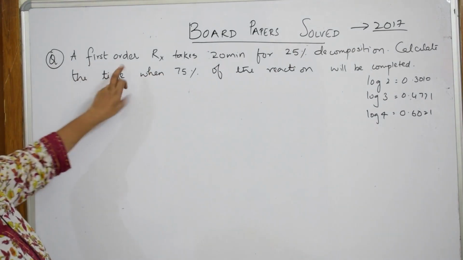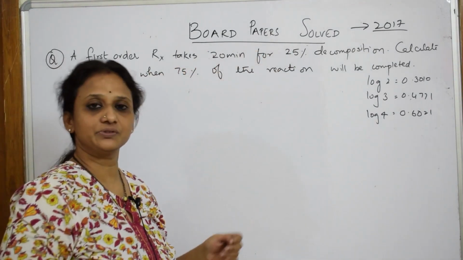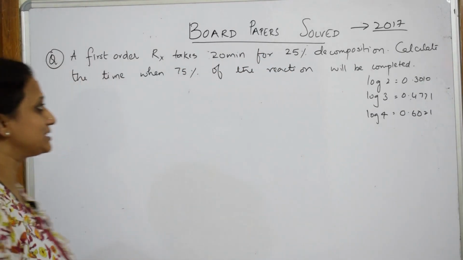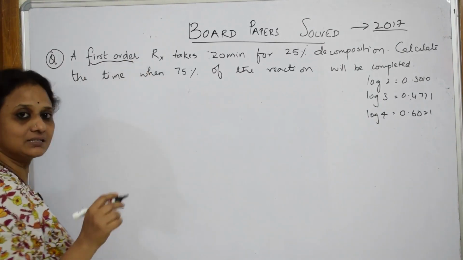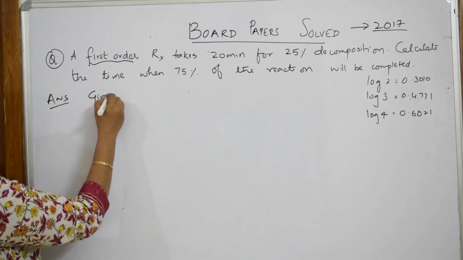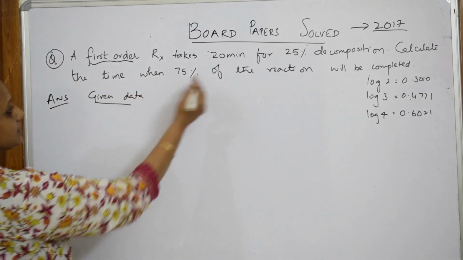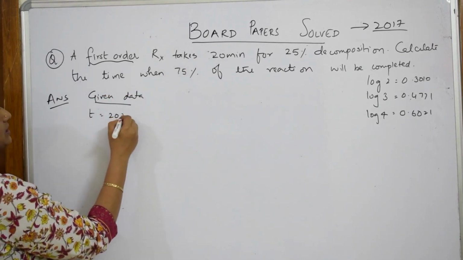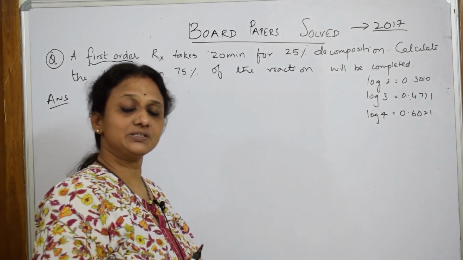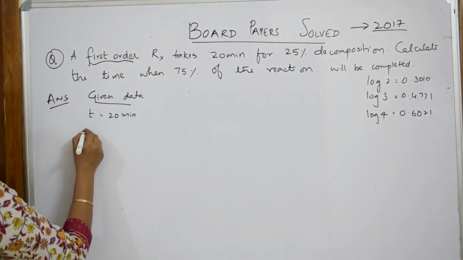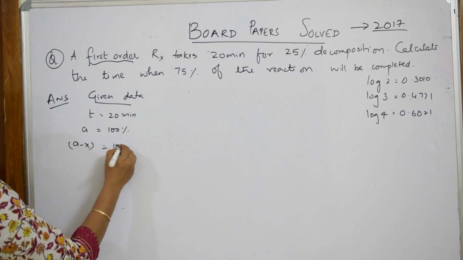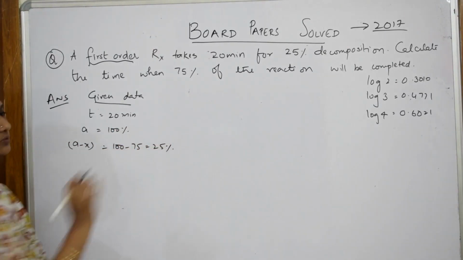A first order reaction takes 20 minutes for 25% decomposition. Calculate the time when 75% of the reaction will be completed. Basically they've given this clue, which means this is where you have to start your numerical. So write the given data. They've given t equal to 20 minutes. When the time was 20 minutes, how much has decomposed? 25% has decomposed. So that means A initially was 100%, then A minus x is the remaining, which is 75%. This is the data given.